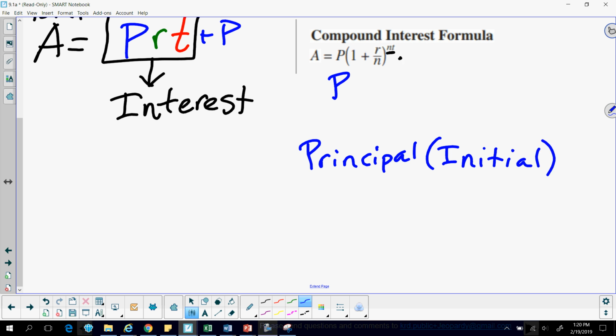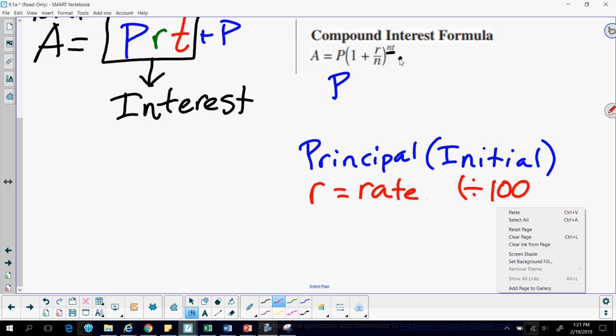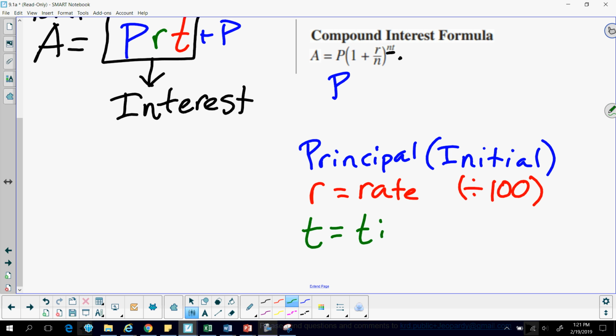Okay, what does the R stand for? Who can remind me? The rate. And so in order to find the rate, what do I have to do? To change it to a decimal, what do I do? I divide by 100. Don't forget that. Okay? And what was my T? T stands for time.